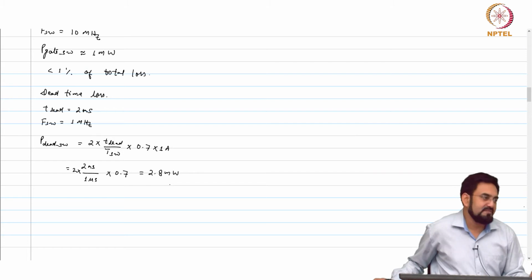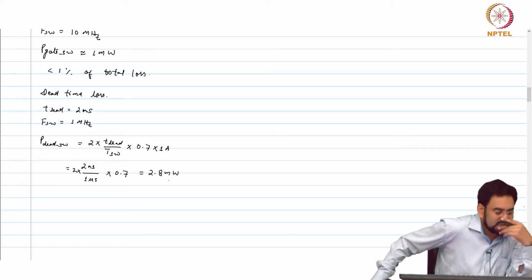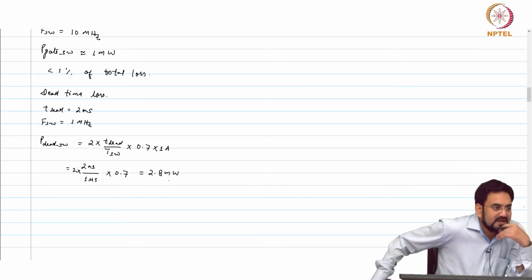So, if you keep the same dead time at 10 megahertz, that will be 28 milliwatt, which is very high. So, this will limit your switching frequency or you reduce the dead time proportionally. If you do not get less than 1 nanosecond, like order of hundreds of picosecond dead time for 10 megahertz, then it will be very difficult to achieve more than 90% efficiency.